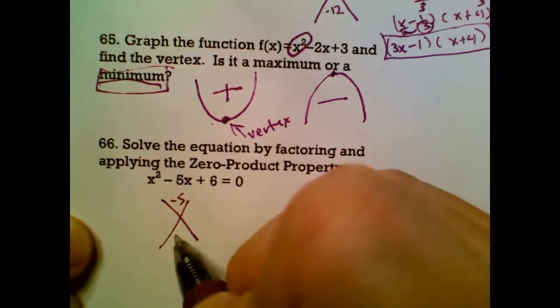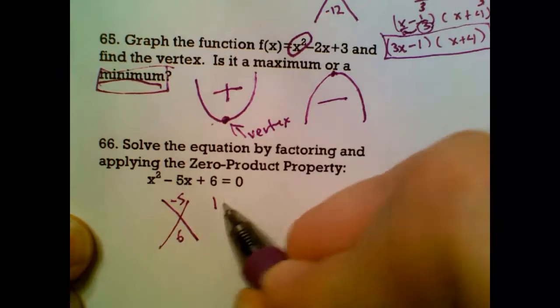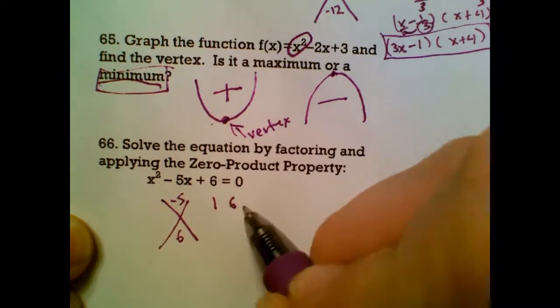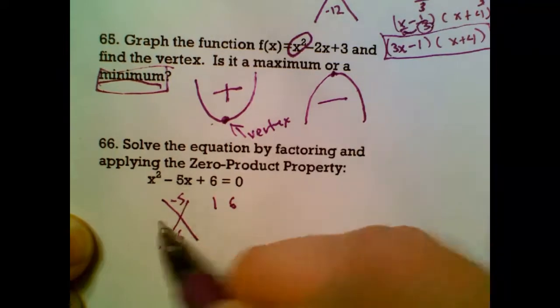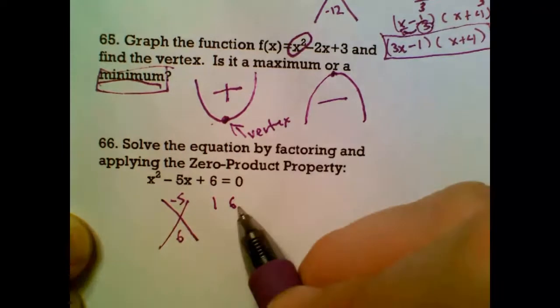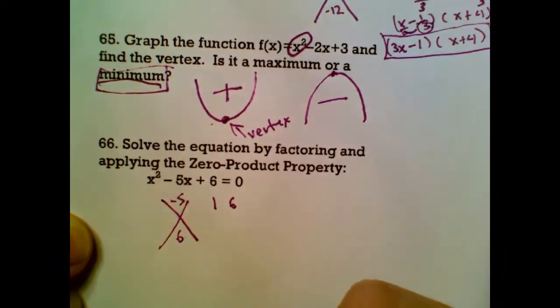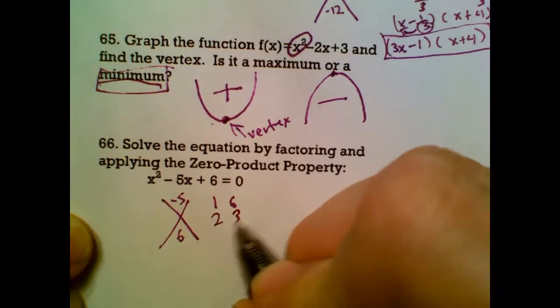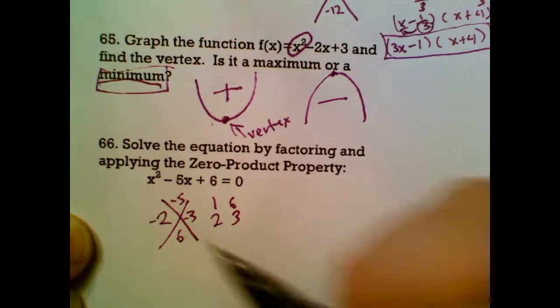We've got negative 5 and 6. What times what is negative 5 and adds together to be 6? 1 and 6 does it. But this is positive, so 1 times that won't work. Even though you would think 1 and 6 would add together to be negative 5, these both have to be either positive or negative to make that positive, and that won't get us to a negative 5 when you add them. So 2 and 3, see, there we go. So we got 2 and 3. Both of these are negative.